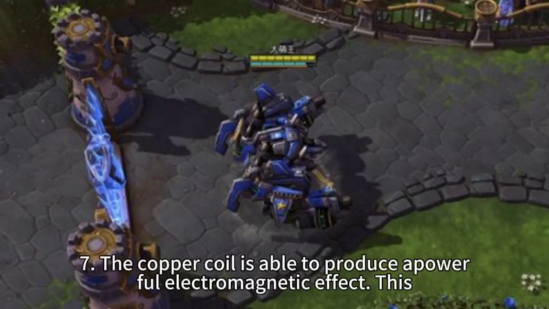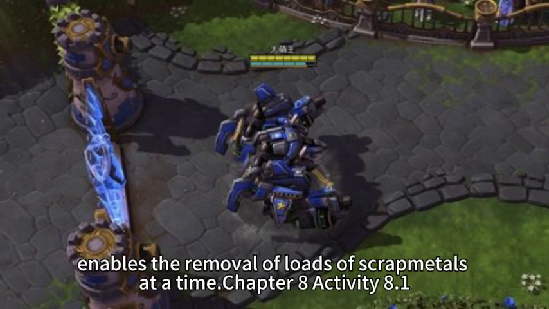Mastery 7. The copper coil is able to produce a powerful electromagnetic effect. This enables the removal of loads of scrap metals at a time.